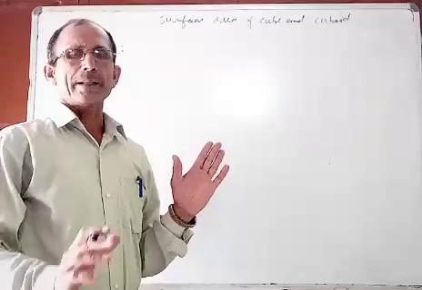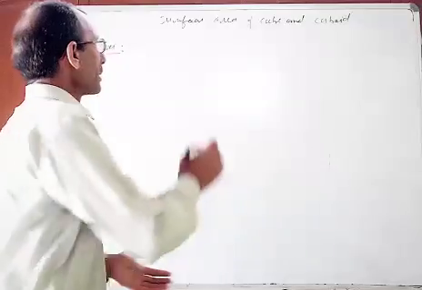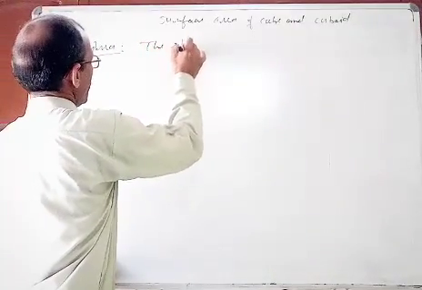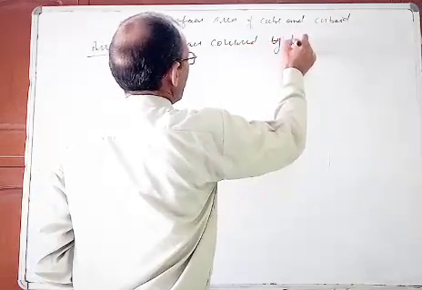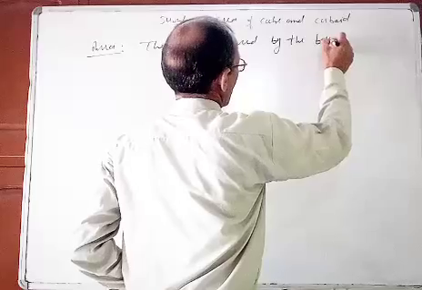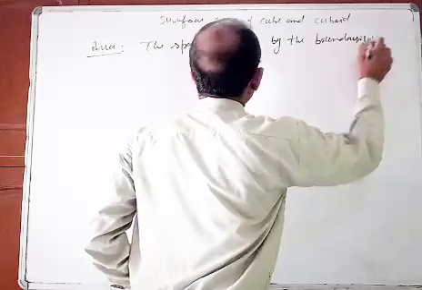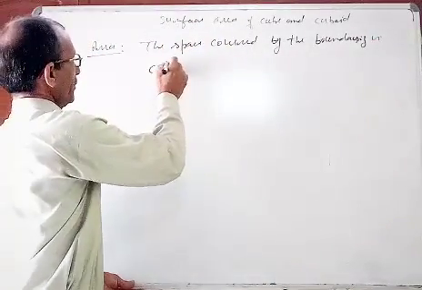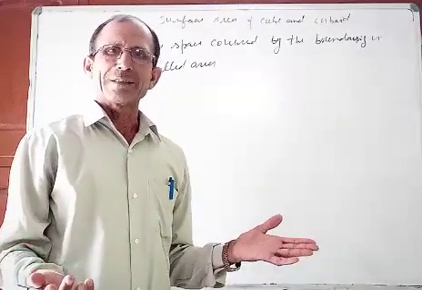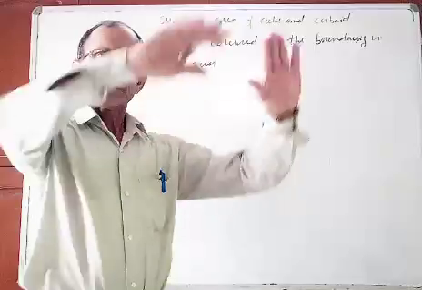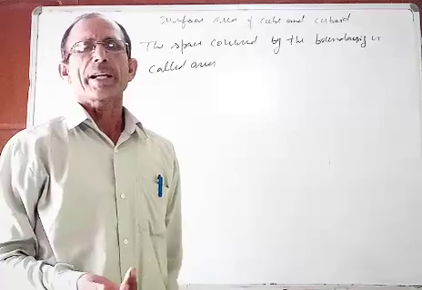What is area? The space covered by the boundary is called area. The boundary may be of a figure, triangular, square, parallelogram. The space covered by the boundary, it may be a circle also, is called area.